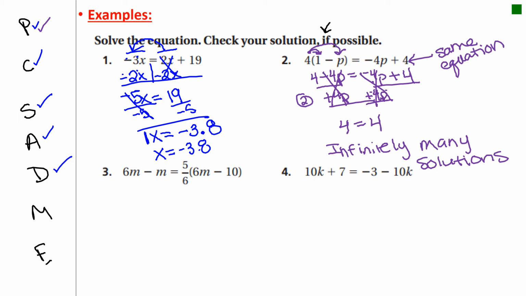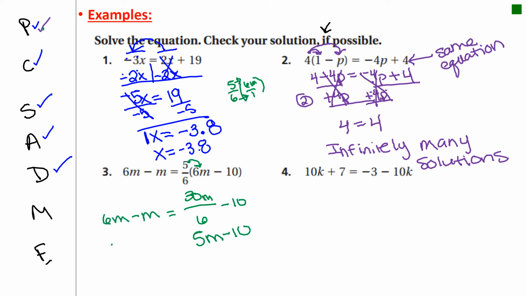Okay, let's go to example number 3. Any parentheses? Yes. Distribute. 5 divided by 6 times 6m over 1. Remember how you multiply fractions? Straight across. 5 times 6 is 30. M follows along. 6 times 1 is 6. Minus 10. Ooh, I can simplify this: 30 divided by 6 is 5. So 5m minus 10.